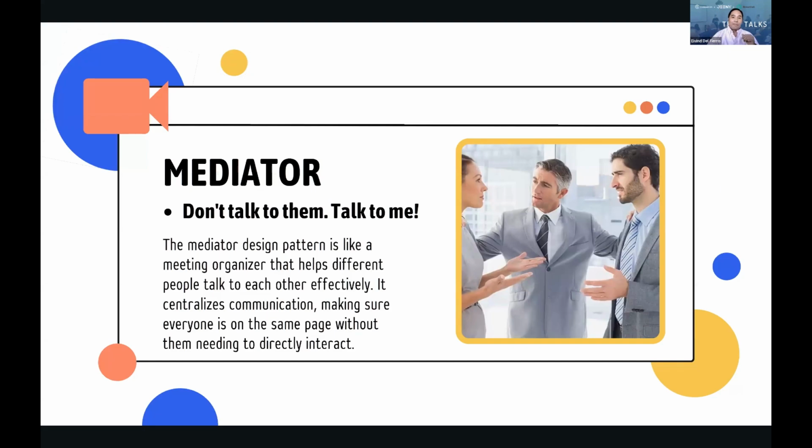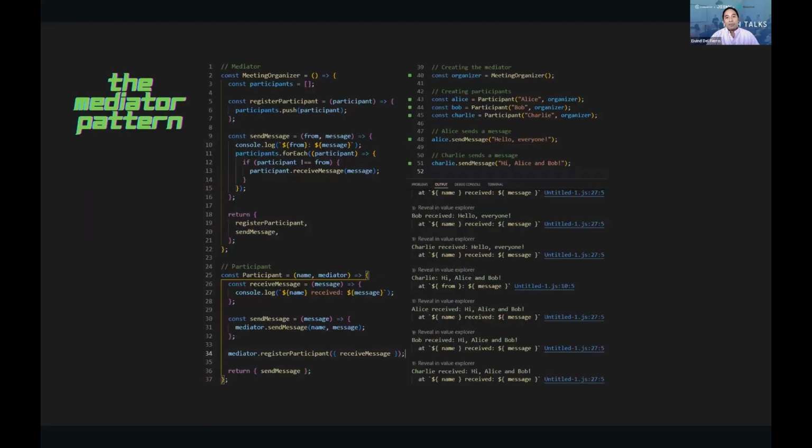The mediator design pattern is like a meeting organizer that helps different people talk to each other effectively. It centralizes communication, making sure everyone is on the same page without them needing to directly interact. In this example, the meeting organizer acts as a mediator, facilitating communication between participants. Each participant that was created with the participant constructor can send messages to others through the mediator.